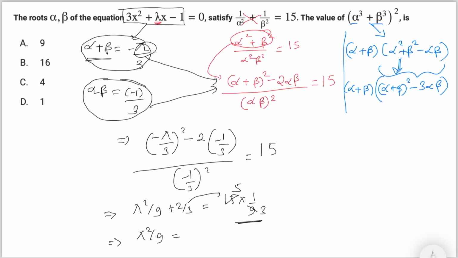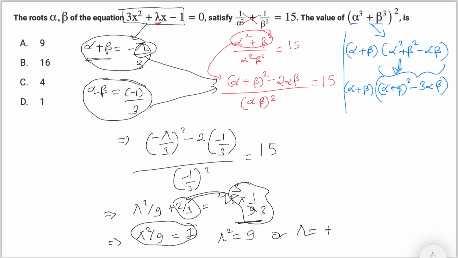So further, lambda square by 9 is equal to 5 by 3 on the right hand side minus 2 by 3 on the left hand side. 5 by 3 minus 2 by 3 is 3 by 3, which is 1. I'll get lambda square by 9 is 1, or lambda square is 9, or I'll get the value of lambda as plus or minus 3.